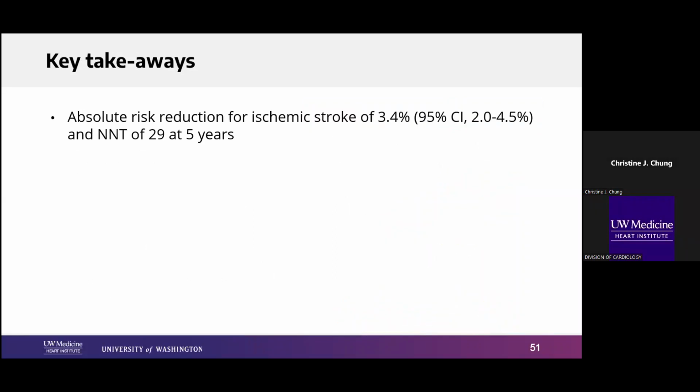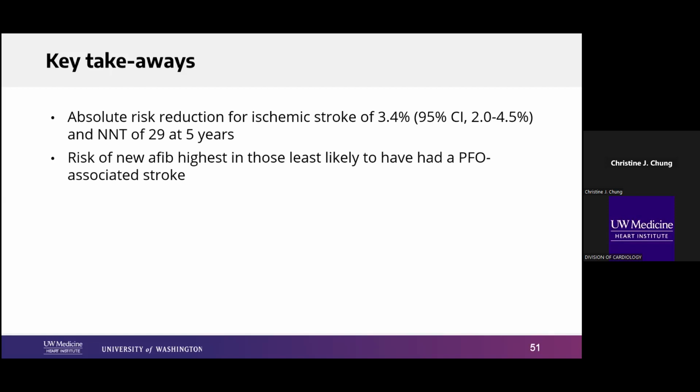So to summarize, for the entire cohort of patients that we now have studied in our randomized controlled trials of PFO closure, the absolute risk reduction for ischemic stroke across the cohort was 3.4% at 5 years. In those patients that are least likely going in to have had a PFO-related stroke, the risk of new AFib is the highest. So I think it just goes to say that those patients are more likely when they present to have other cardiovascular risk factors that should instead cause us to head down the pathway of looking harder for AFib rather than presuming that it was their PFO that was the culprit.